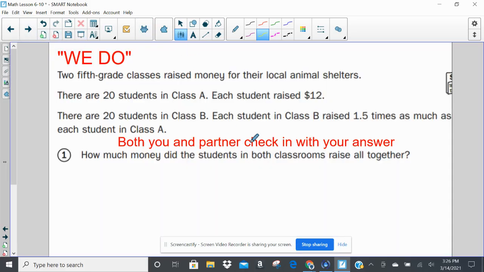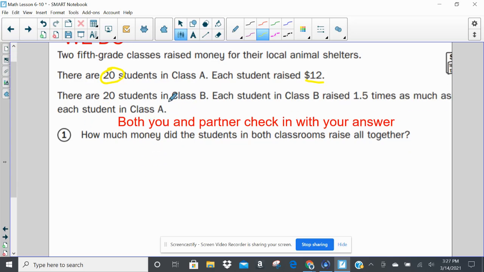Your question today, where you can find it in the green tray if you're an in-person student, this page is up in the green tray for you to do. It is very similar to what I just did. Two fifth grade classes raised money for their local animal shelter. There are 20 students in Class A. Each student raised $12. There are 20 students in Class B. Each student in Class B raised one and a half times as much as in Class A. How much did they raise all together?